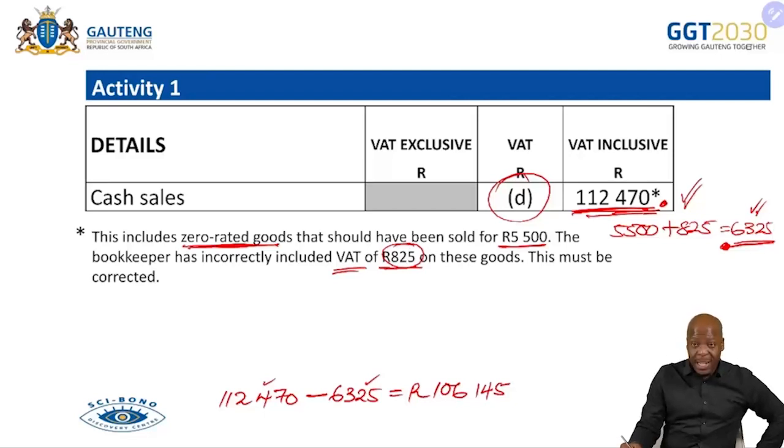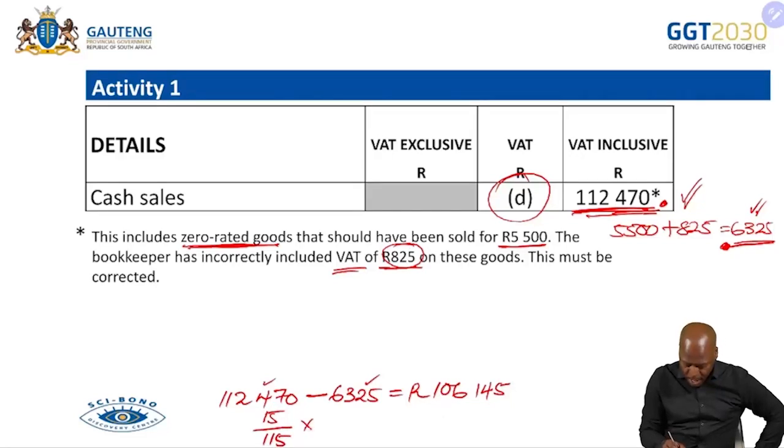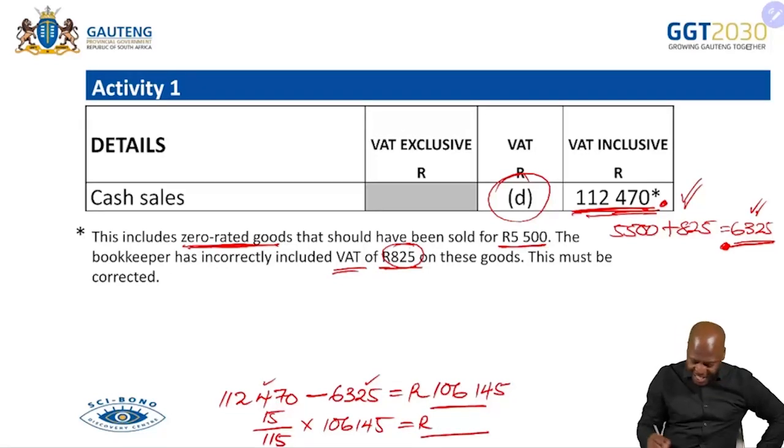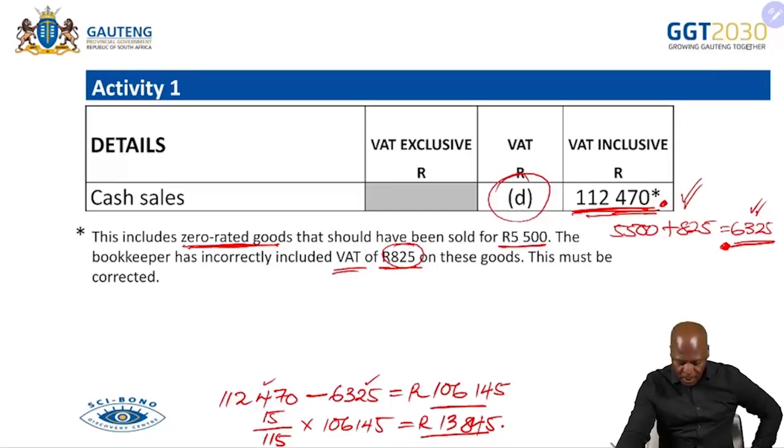So now we can calculate our VAT. How do we do that? We want 15. We have 115. Are you following? Multiplied by that 106,145. How much do we then get? Put that in the calculator, please, quickly. Thank you. Someone has already given me the answer. 13,845. That becomes your D.